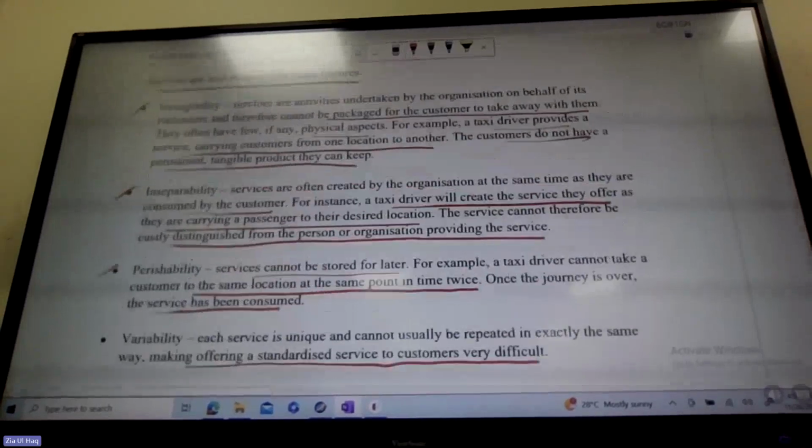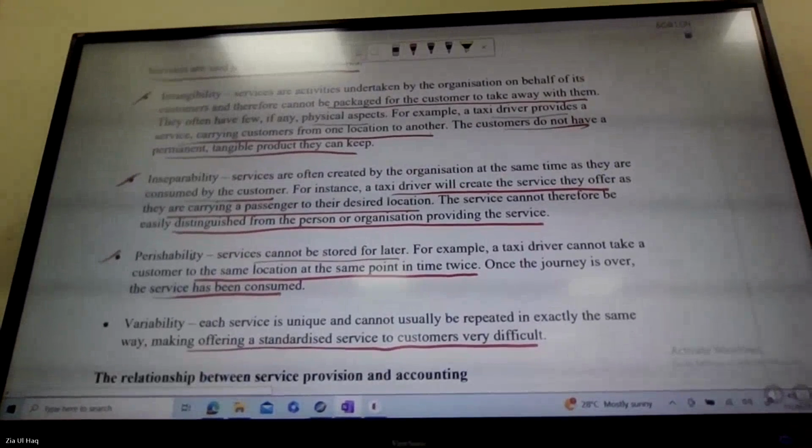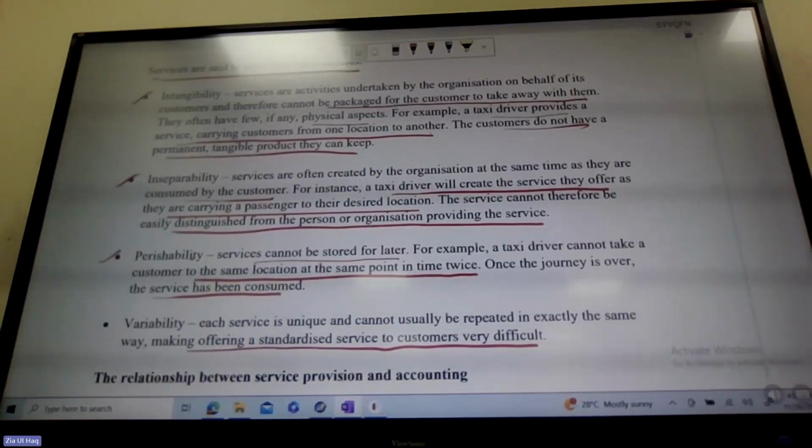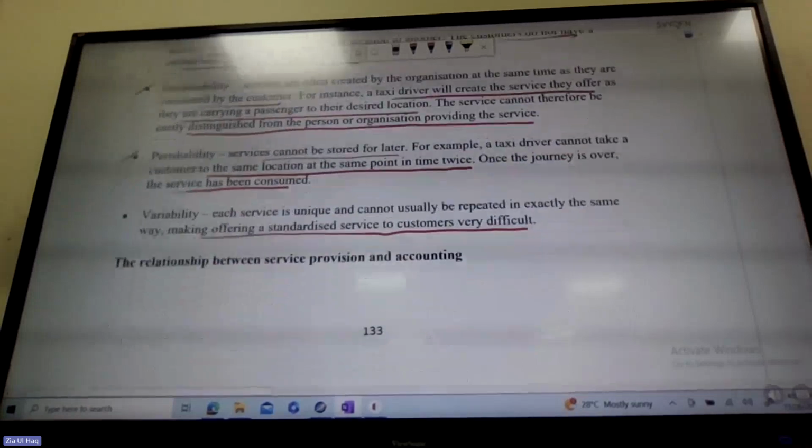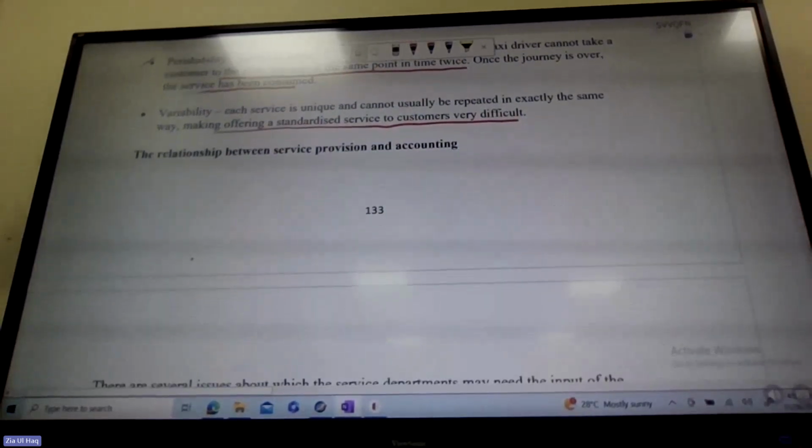So these are the four features of services: intangibility, not having physical existence; inseparability, meaning the person cannot be separated from the service; perishability, meaning it is consumed immediately and cannot be stored; and variability, meaning services are unique and different at different times and from different people providing them. The relationship between service provision and accounting.